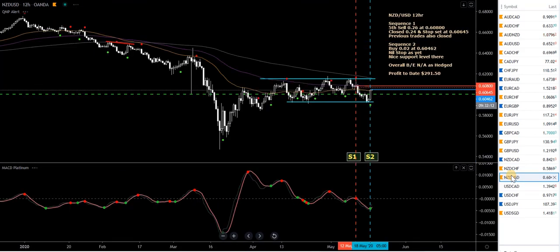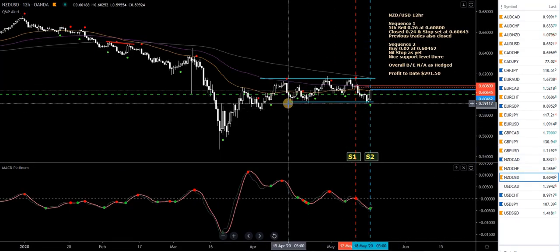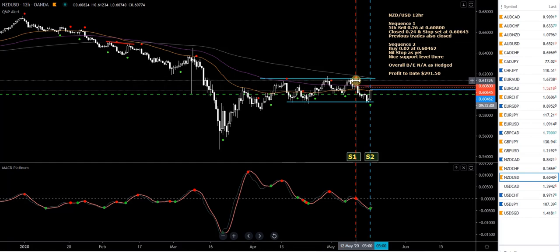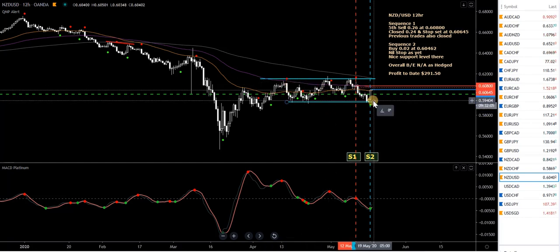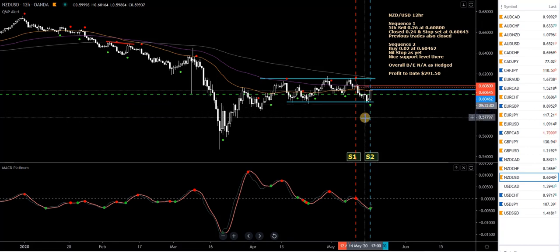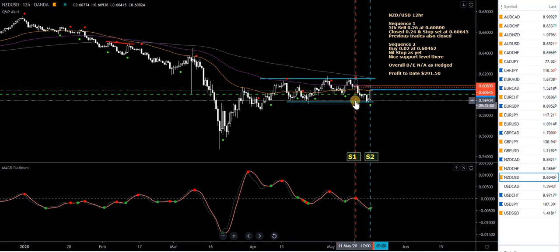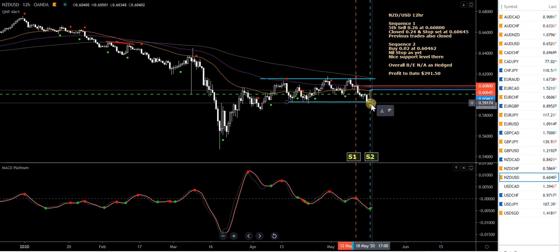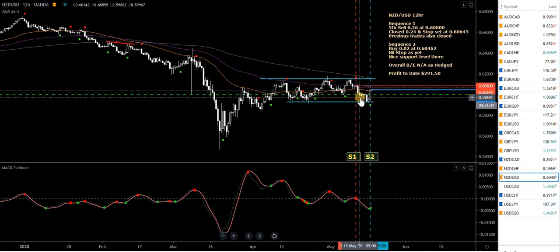Right, New Zealand USD. Again, we've got the support level stuck in this range, these blue lines. We've got a new buy. What do I do here? Sequence two, buy. I'm already in a sell trade, sequence one, which looks like it's going to get stopped out very shortly. And I probably should have closed half of another 0.01 of that sell trade.